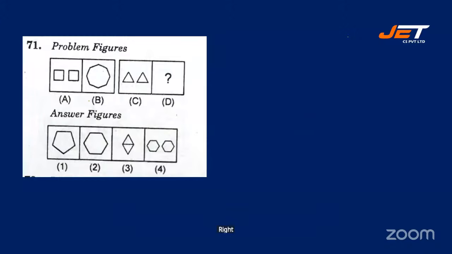Right. Now see the problem figure. The first one says 2 small squares. The second one says it is how many sided? So it is 1, 2, 3, 4, 5, 6, 7, 8. So octagon, right? So 8 sides. And see the next one, we have 2 triangles. So what should be the next figure? Right? So let's see how many of you have guessed it right.